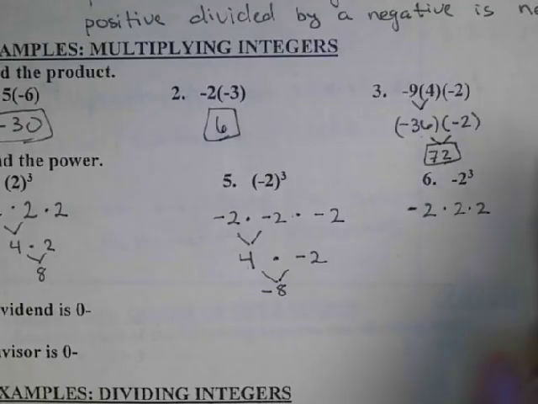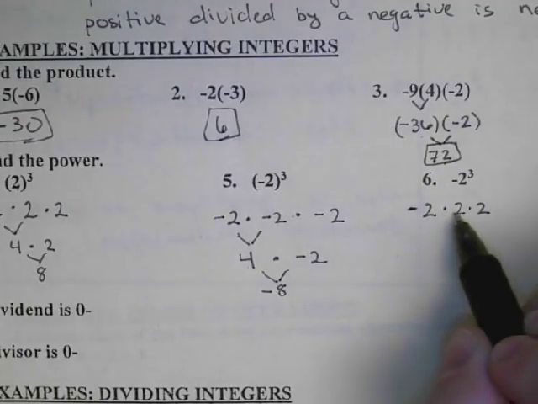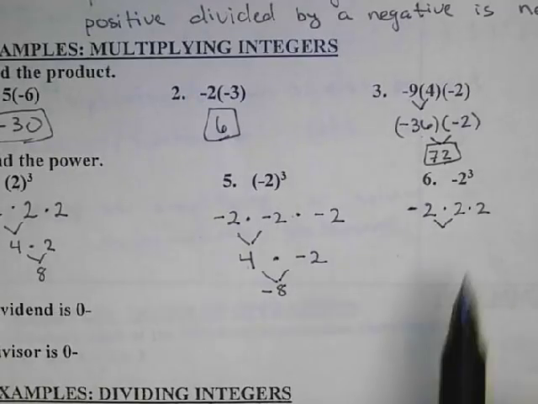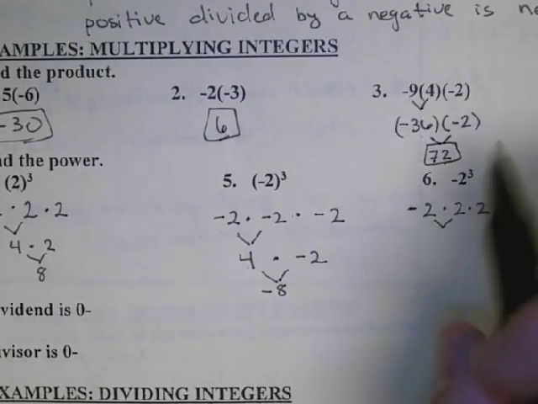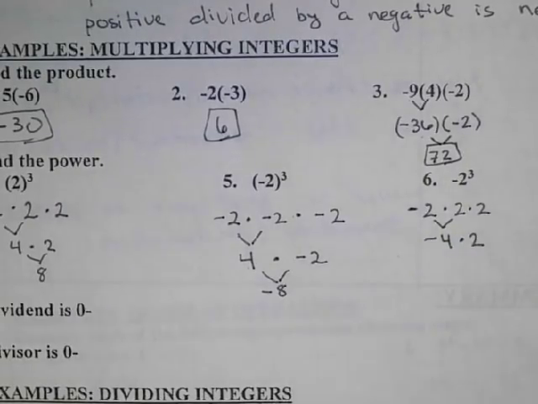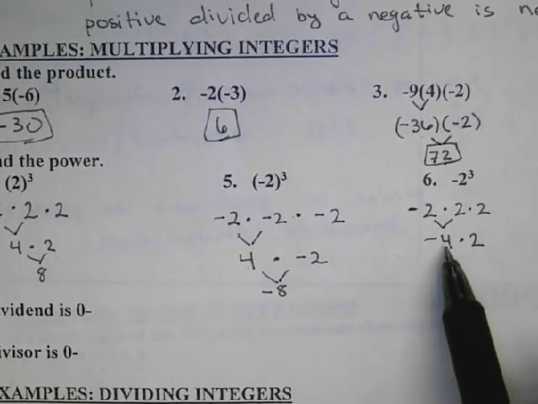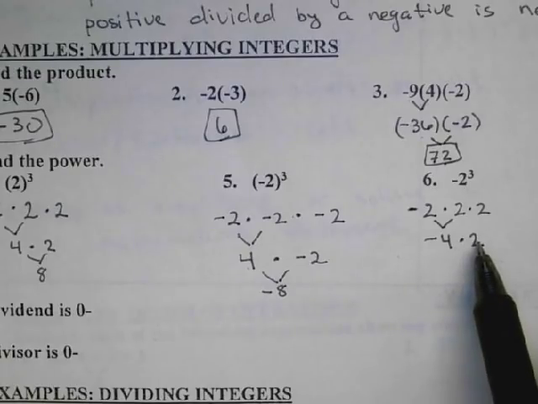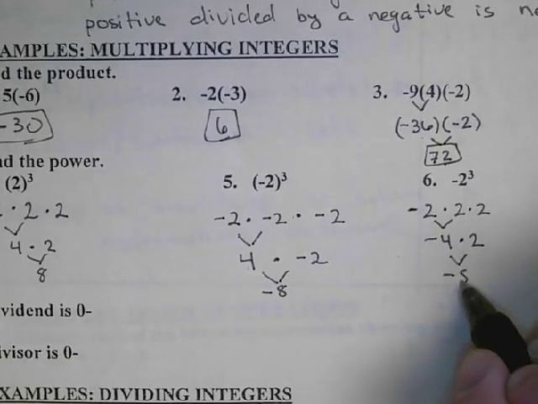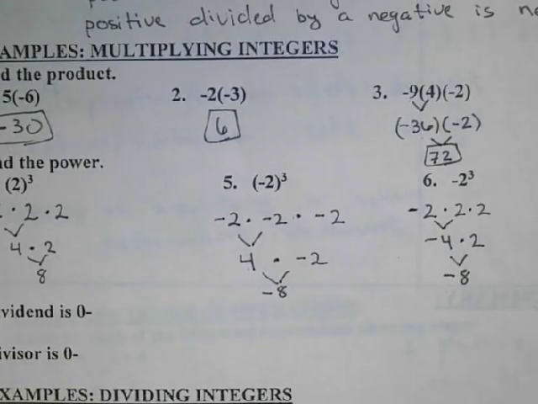Now let's do number 6. We'll have -2 times 2. So we have negative times a positive is negative. 2 times 2 is 4. Bring down my times 2. And then we'll have a negative times a positive. Negative times a positive is negative, and 4 times 2 is 8. And then we're done with that problem.